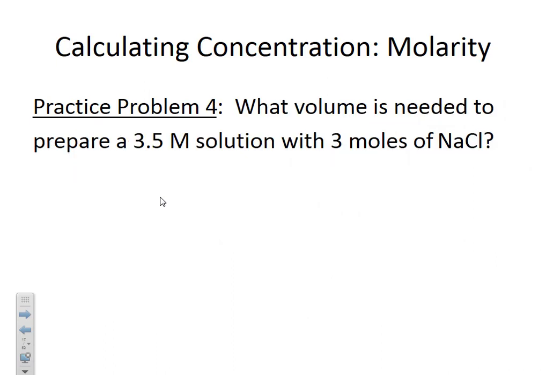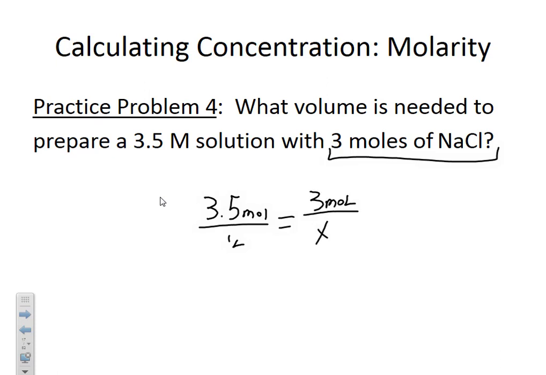Last question here that we have is what volume is needed to prepare a 3.5 molar solution with 3 moles of NaCl. So we're looking for the volume. In this case, we know our 3.5 molar solution, so moles per 1 liter. We can set up another simple proportion. We know this is 3 moles, but we don't know the liters, so we're solving for X. As you solve for X, you're going to have 3.5X equals 3.